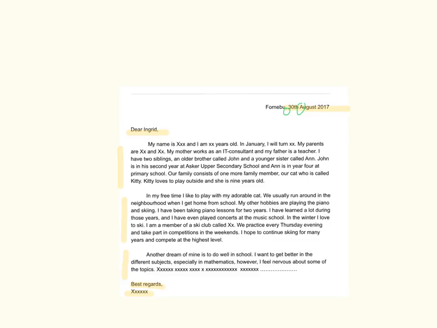The first line of my letter is moved a couple of spaces in, like this. A paragraph should always begin like this. It is called an indent. I have chosen a variety of information about myself and my family in the first paragraph here. I will now read it to you.